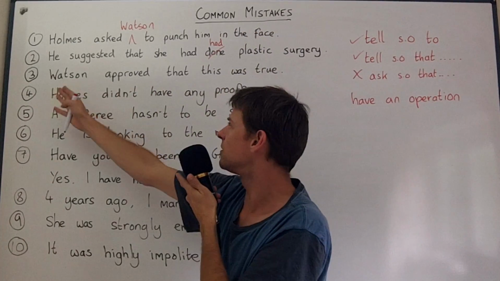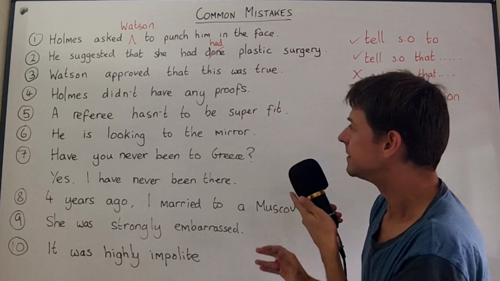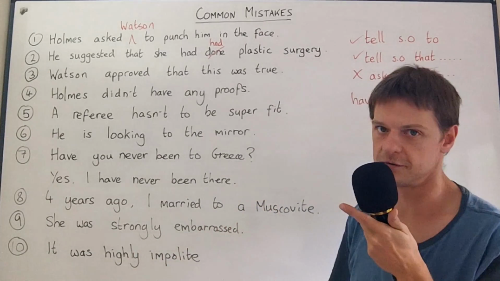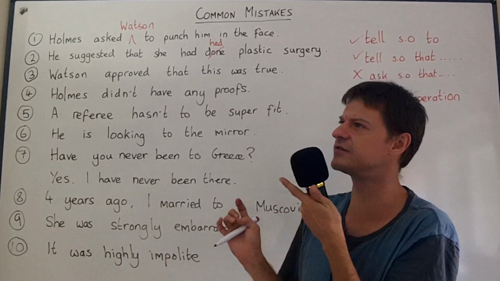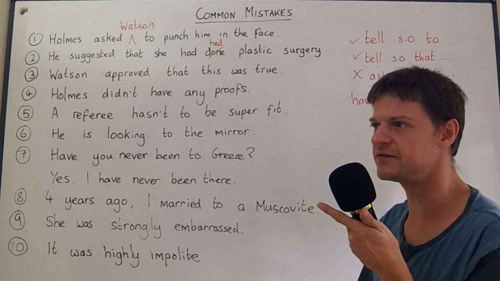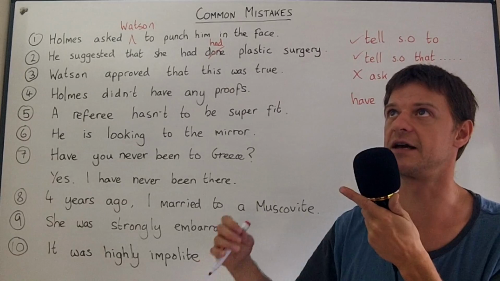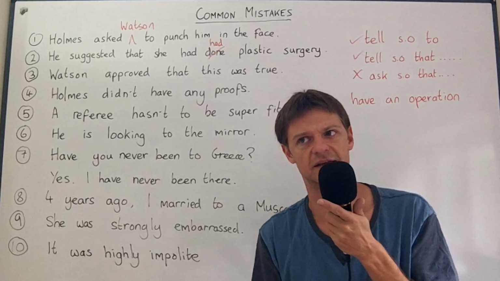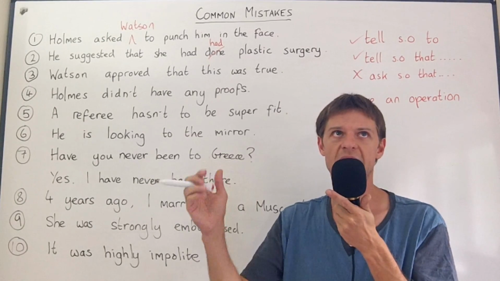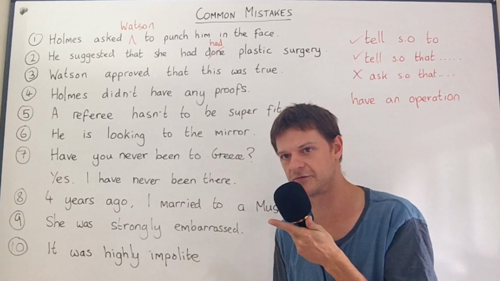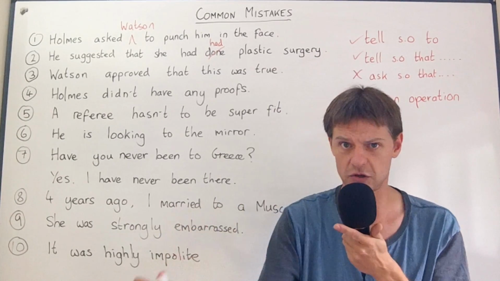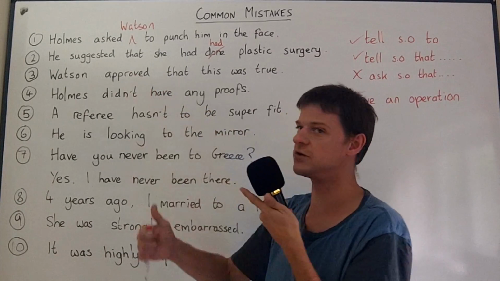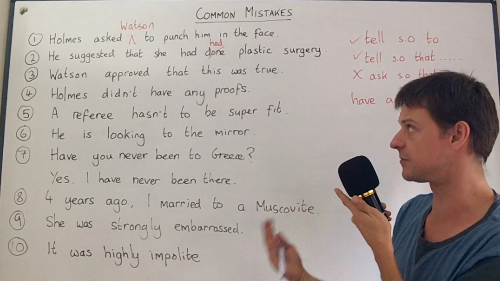Okay, number three. Watson approved that this was true. Now, you can't approve of a fact. You can only approve of someone's behaviour or someone's actions, because approve means that you think that their behaviour was good in some kind of way. Or you can approve of someone's choices in life. For example, you can say her parents don't approve of her new boyfriend, and that means that they don't think he is a good choice. They don't think he is a good guy. So approve, it's when you give your thumbs up to someone's behaviour or someone's choices.